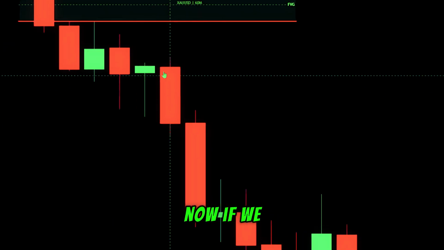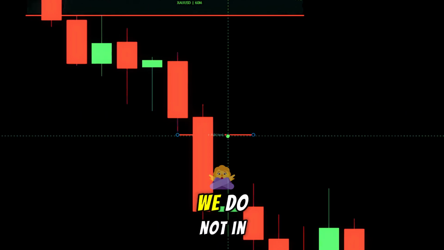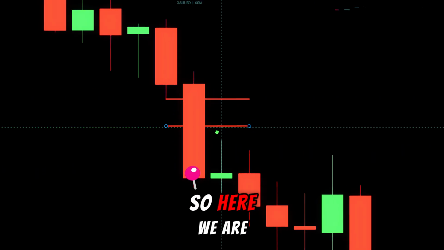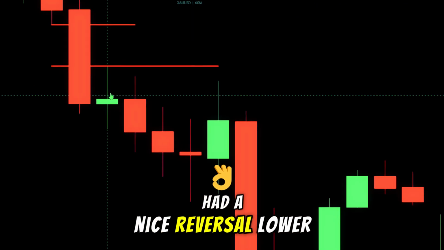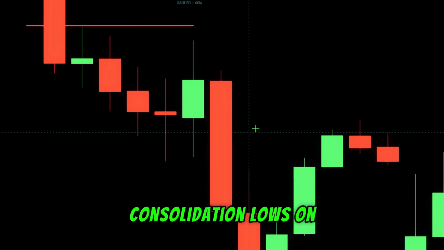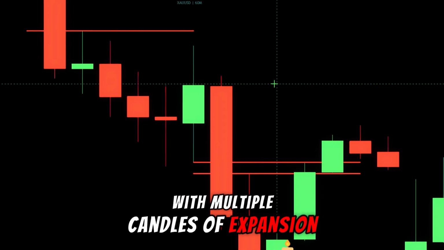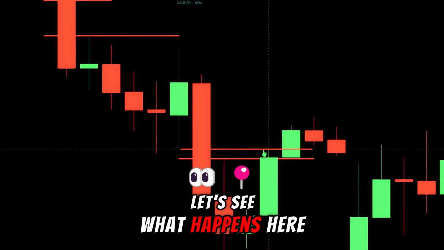Now, if we have SMT here, that would be an even better confluence, but we do not in this case. So let's get into another example. So here we are in our next example. You can see we've had a nice reversal lower, running out these consolidation lows on the left with multiple candles of expansion. We could look to see a new phase of price. Let's see what happens here.